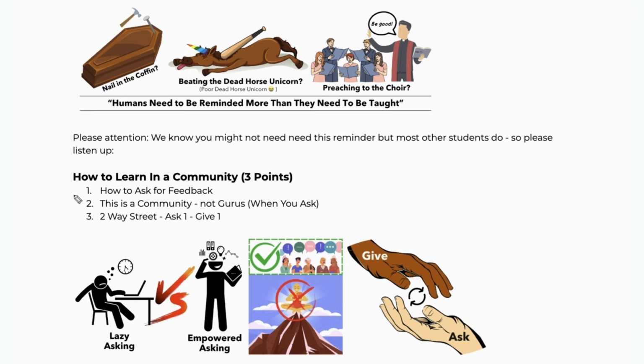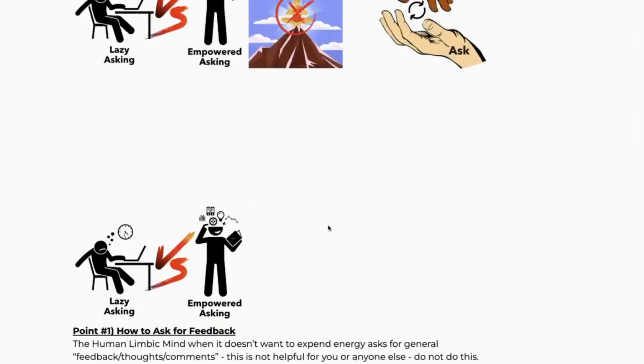Now, there are 3 main key points when it comes to learning inside of a community. Okay. Point number 1 is how to ask for feedback. Point number 2 is that this is a community, right? We're not gurus. So how do you ask properly? And then number 3, this is a two-way street: ask and give. So let me dive into each of these really quickly.